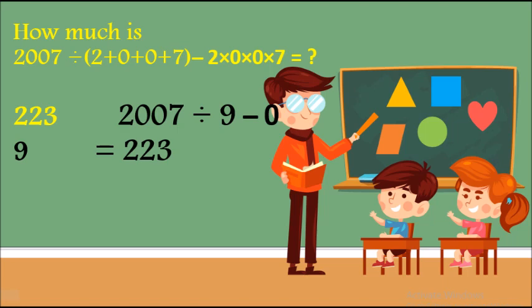2007 divided by 9. 9 twos are 18, and then you are left with 2, and then you bring down the 0. Again, you got 20 here. 9 twos are 18 again, and 20 minus 18 gives you 2 again. And then you drag down the 7 and you get 9 times 3 gives you 27. So the options that were there are 223 and 9. So 223 is the right option.